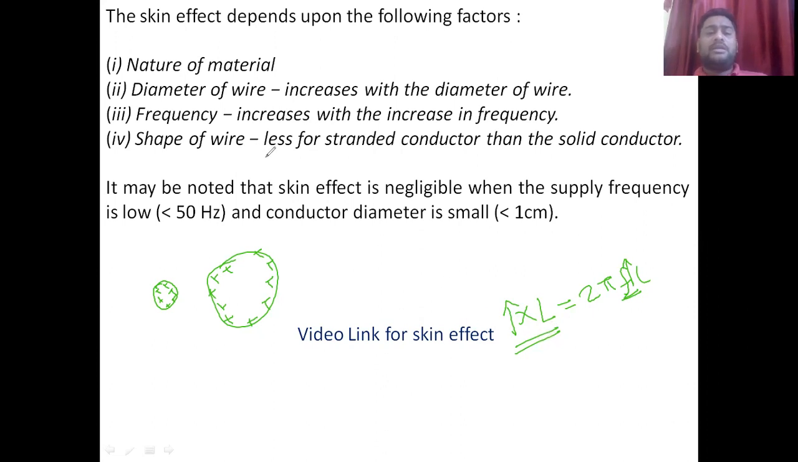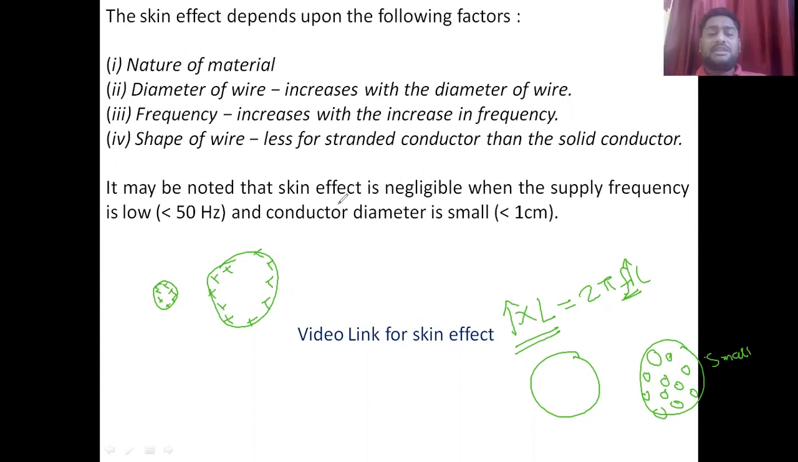Shape of the wire: the skin effect is less for a stranded conductor than for a solid conductor. A conductor with a number of strands causes a smaller skin effect as compared with a single solid conductor, because the current is uniformly distributed over all the small strands. There are small flux linkages with each independent conductor, whereas in a solid conductor the skin effect is more.